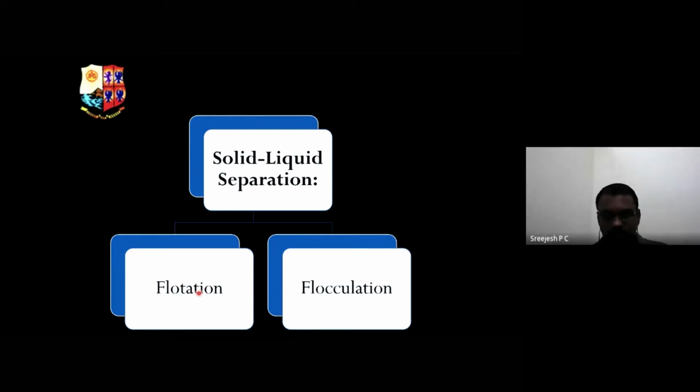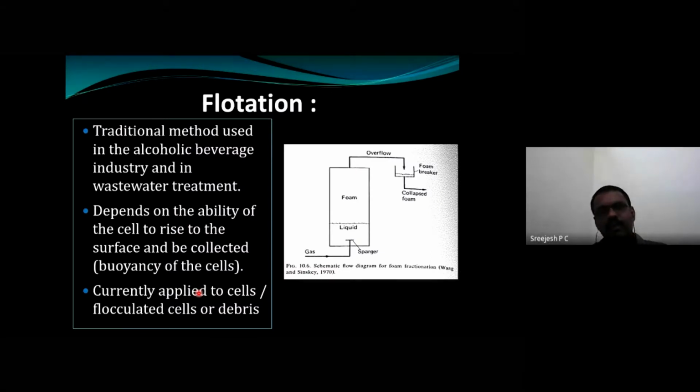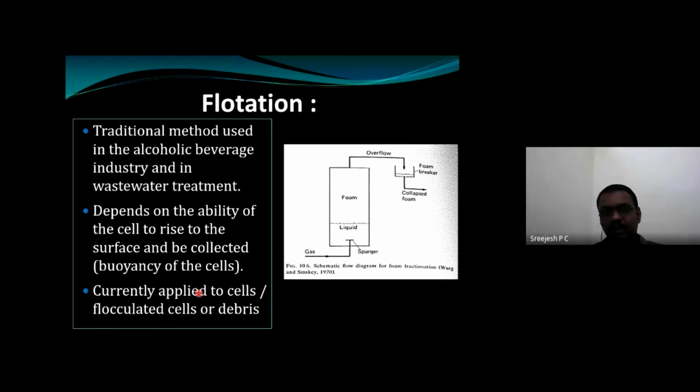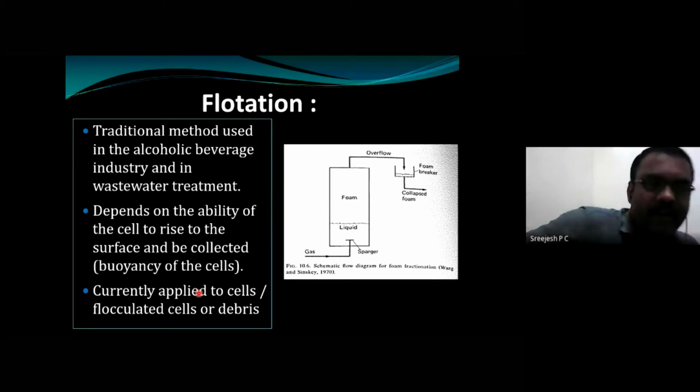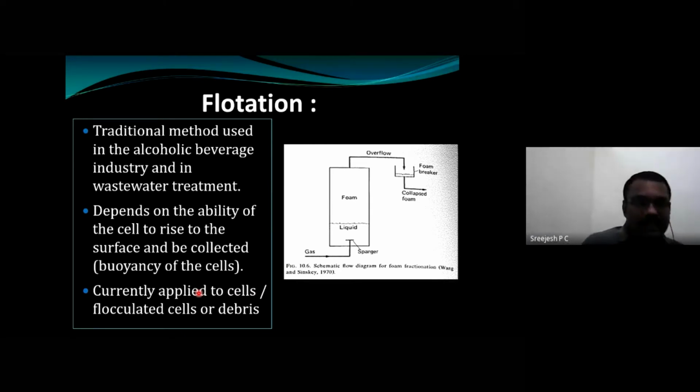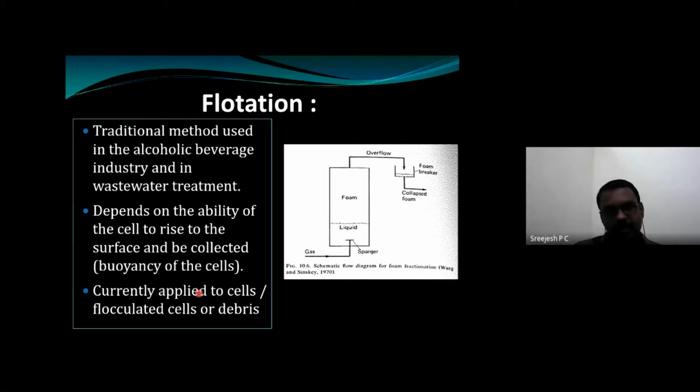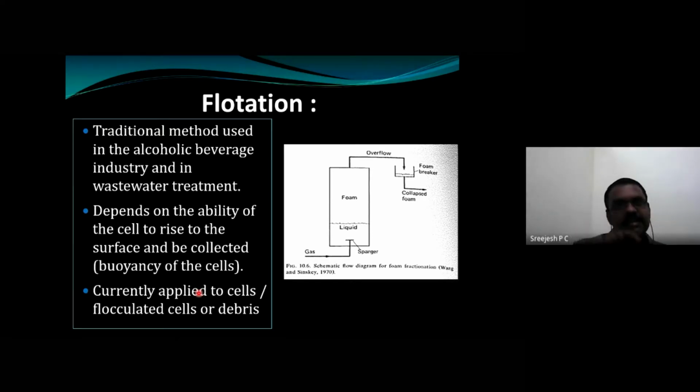Moving on to flotation, it's a very old technique. In the 1980s, the air flotation technique was being used for the clarification of fruit juices, especially in wine production, the alcoholic beverage industries. You might have seen the production of wine from grape juices. What is the first step? You will be pressing the grapes.